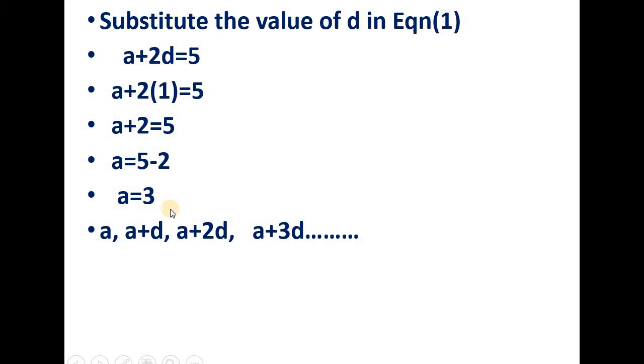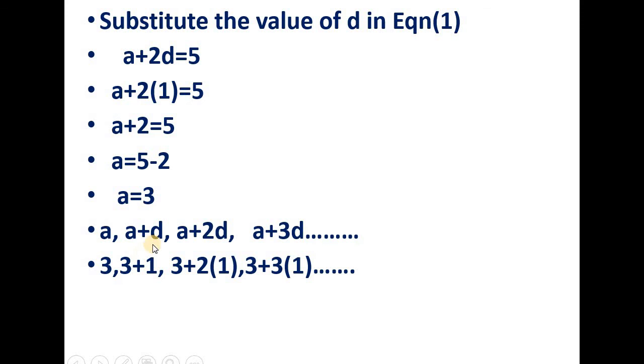Therefore, how to write the terms in this arithmetic progression? The general form of an arithmetic progression is a, a plus d, a plus 2d, a plus 3d. Now let us substitute the value of a and the value of d in this general form. First, a is equal to 3 and the common difference is 1. So a is 3, plus 2 into the common difference 1, a is 3 plus 3 into the common difference 1.